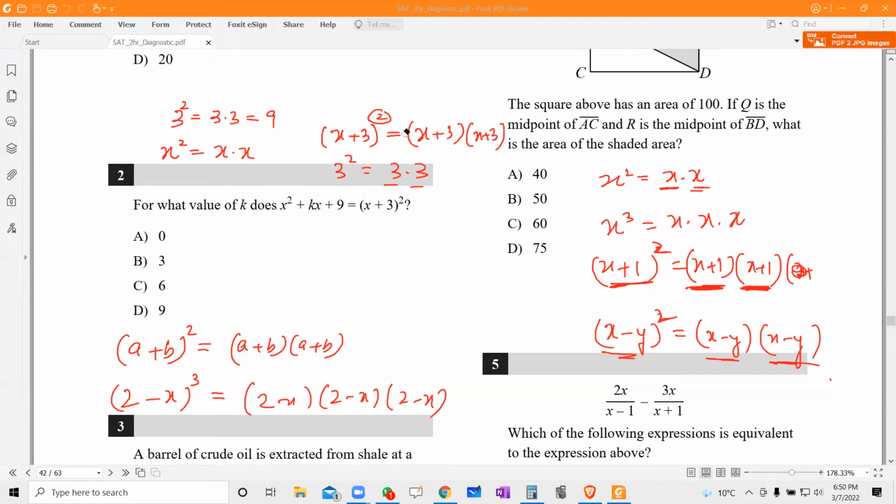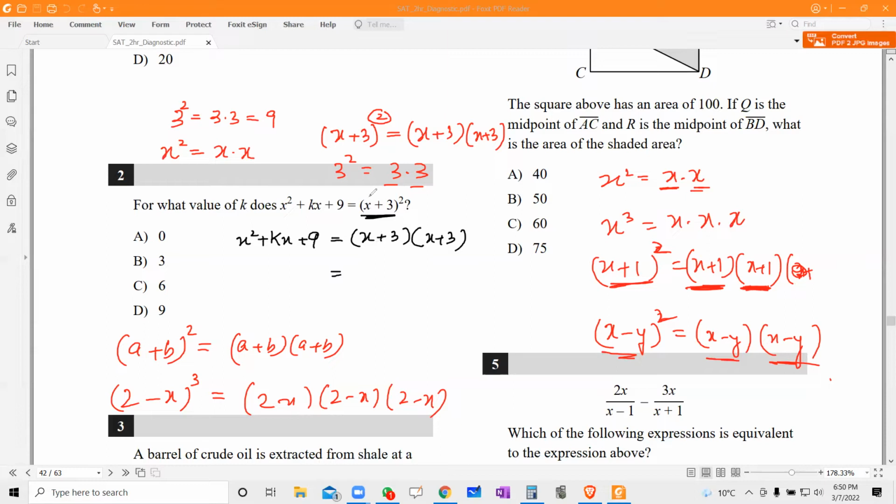You're having x plus 3 whole squared. So what should I write here? X plus 3 whole squared is how much? X plus 3, x plus 3. Exactly. And this is equal to x squared plus kx plus 9. Now, do you know how to multiply these binomial terms together? Do you know FOIL, or any method by which we can multiply this x plus 3 and x plus 3?